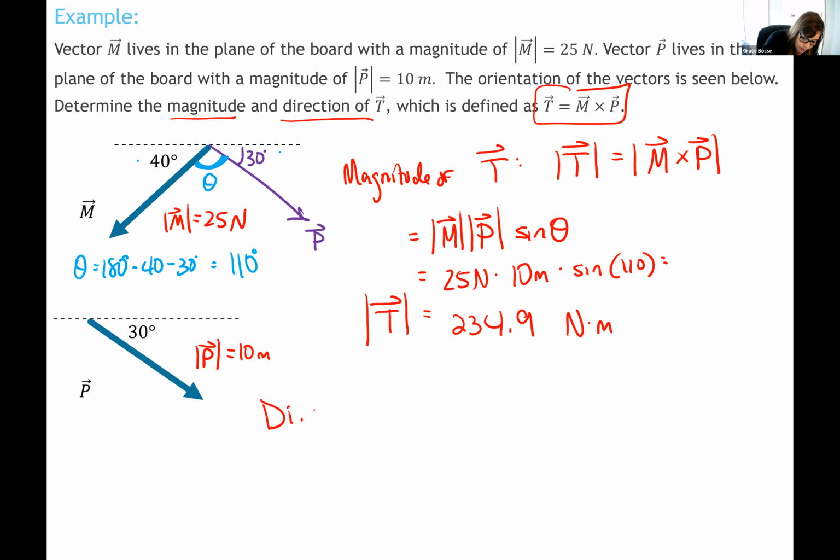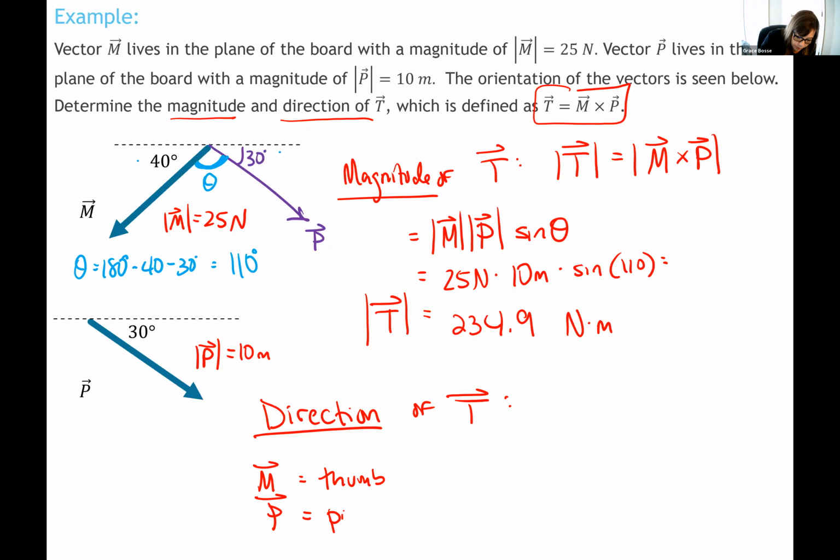So let's use our right-hand rule to figure out the direction of vector T. So the cross product is M crossed with P. So vector M is your thumb. Vector P is your pointer finger. And vector T will be your middle finger. So try to do this right-hand rule with these vectors here. So M is pointing, let's see, down and to the left. P is pointing down and to the right.